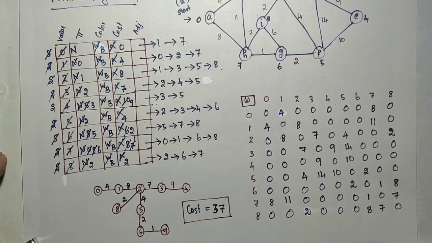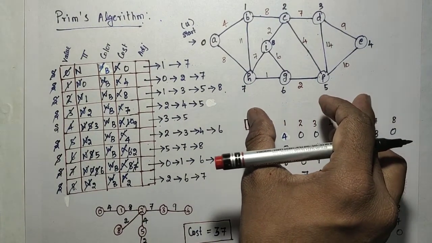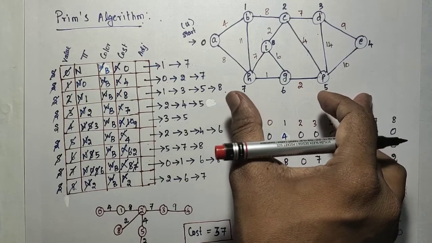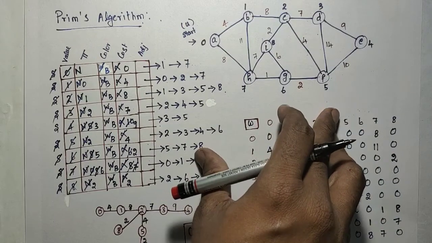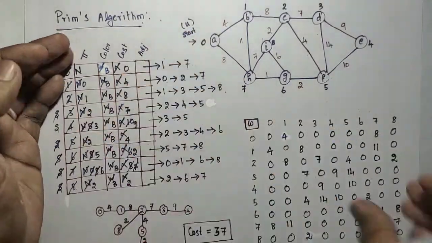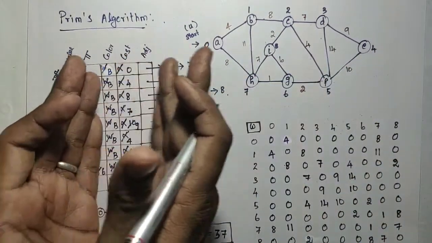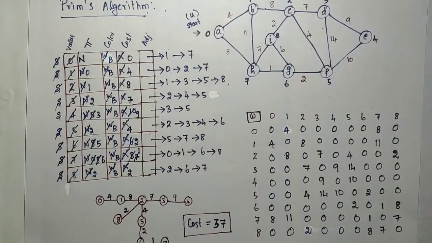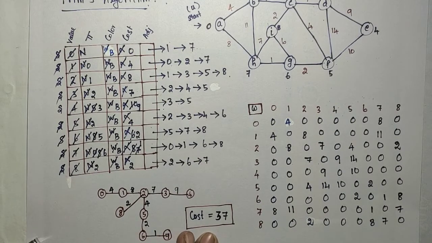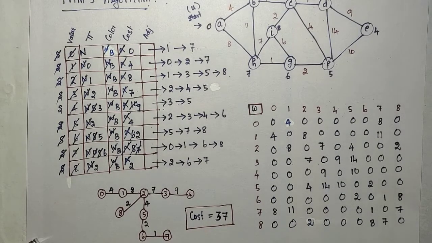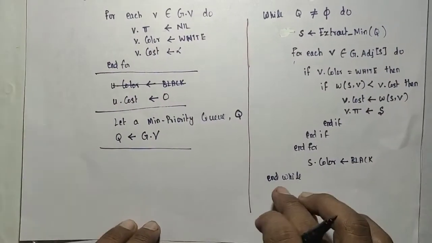So this is Prim's algorithm. If you are given a graph and asked to apply Prim's algorithm to find the minimum cost spanning tree, you need to draw this table and the cost matrix. We have to trace that algorithm, change the values like this, and finally draw that spanning tree and say the cost as 37. And if the algorithm is asked, you need to write this algorithm.